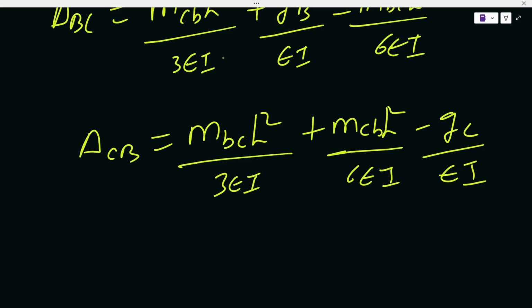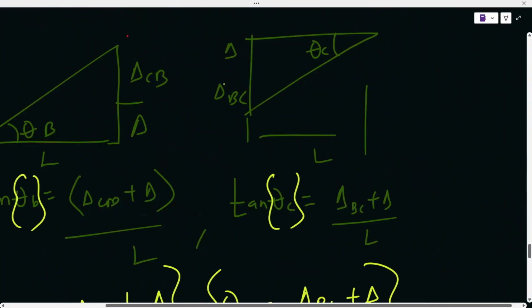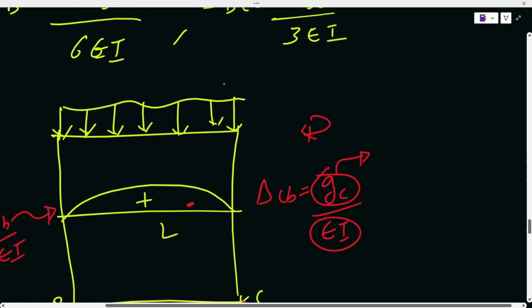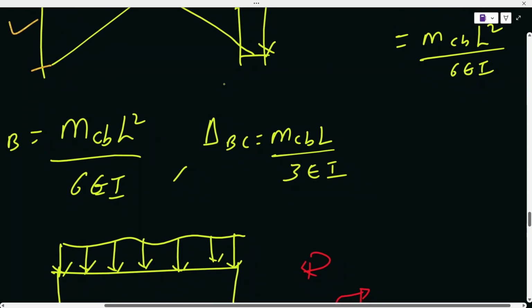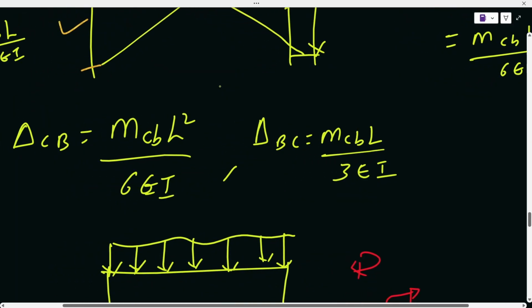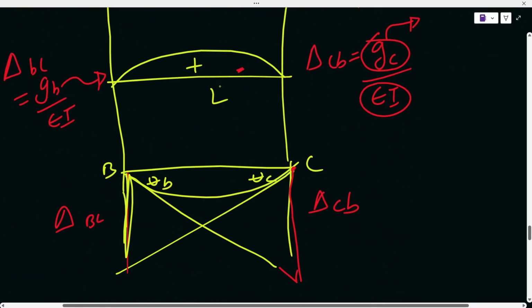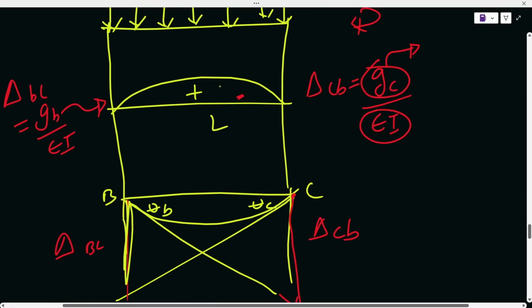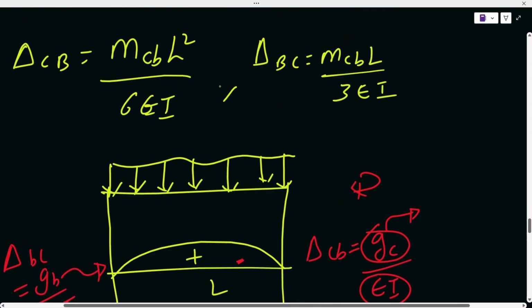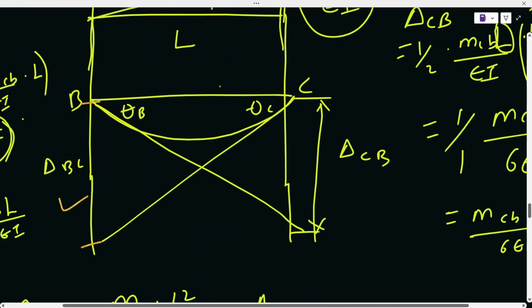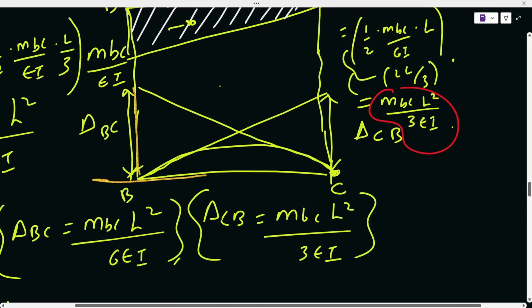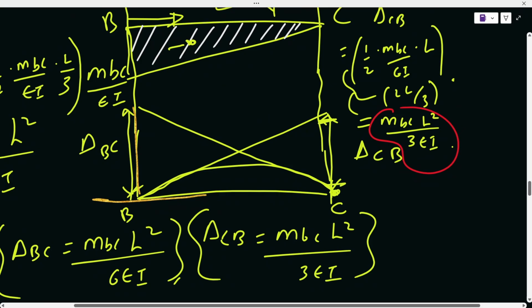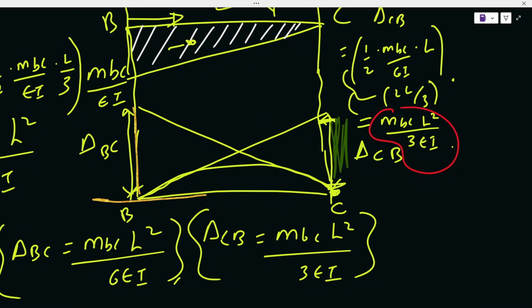Now, delta CB is up. I must try to make sure that everything too is up. So the two that are not up is the one due to the external load. Can you see it's down? For delta CB is down. This one too is down. So these two are not up. So I'll be giving it a negative. But this one is up. This delta CB guy here is up.